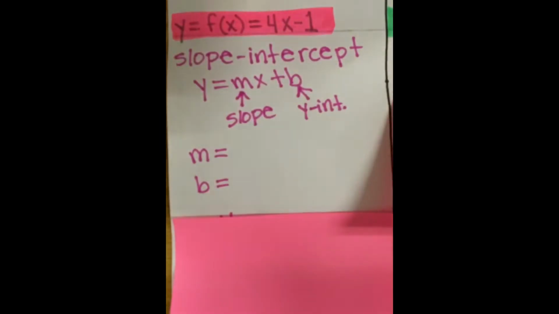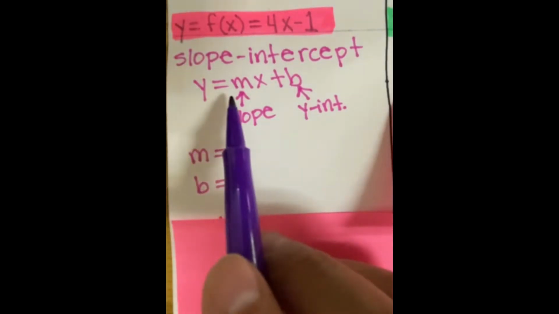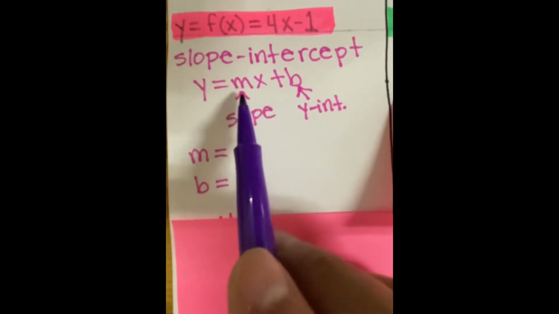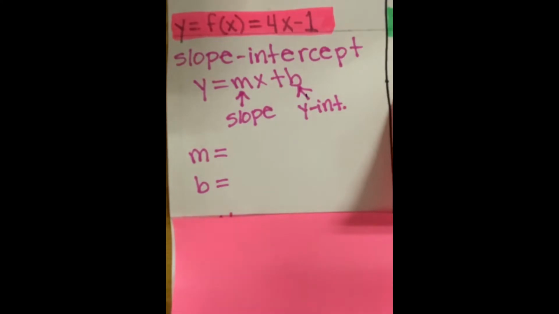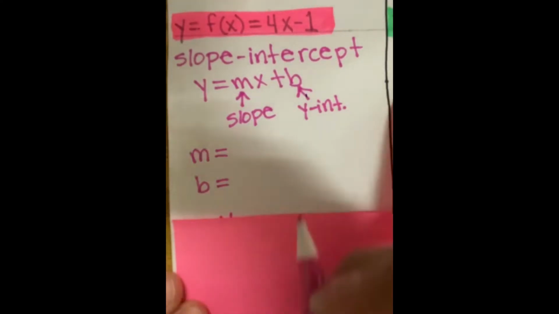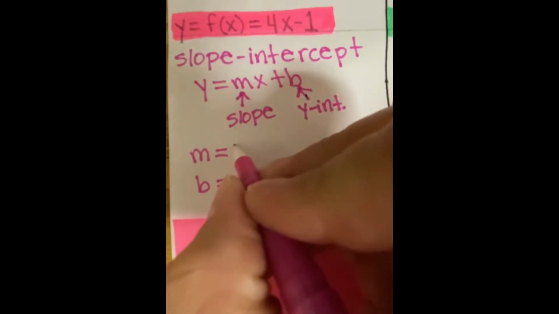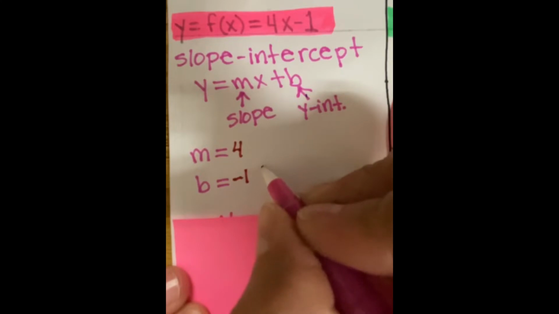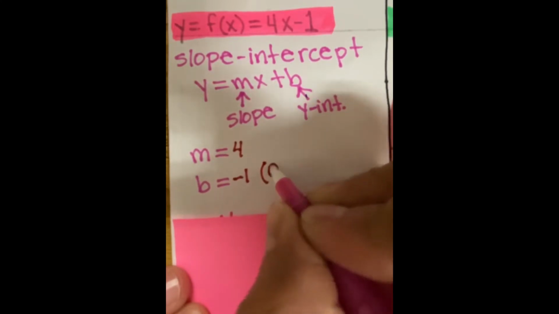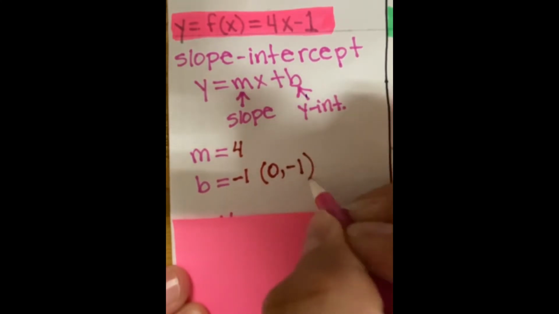So let's get started. In the first example, they give you an equation, and this equation is in slope-intercept form. That means it has this format or setup, y equals mx plus b. The m is the slope, and the b is representing the y-intercept. So all you have to do is tell me what's the slope and what's the y-intercept straight from the equation. So the slope from this equation is 4, and the y-intercept is -1. But I also want you to write it as a point, so this would be (0, -1).